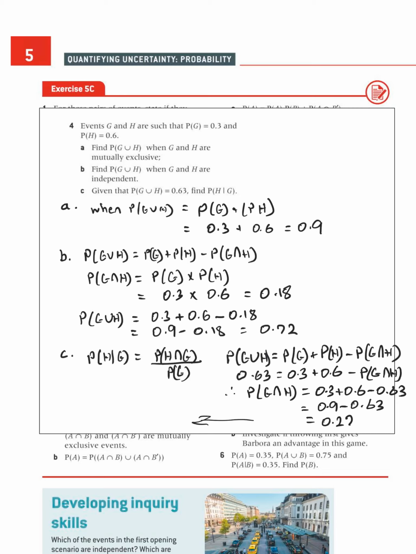Now we go back over here and fill this in. We know that the top is 0.27 and the bottom, P of G, is 0.3. And when we do that sum, we get 0.9.